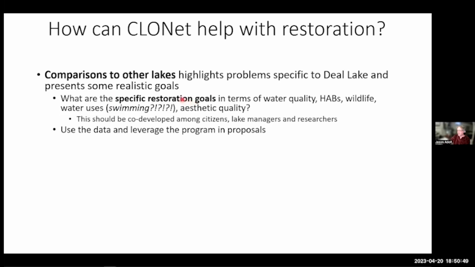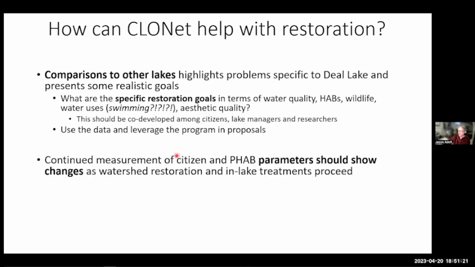I think that with these data in hand, we can start to co-develop as a community specific restoration goals, which we want. You actually want to be able to swim legally in Deal Lake. That's a long stretch probably, because that gets us into microbial pollution sampling, which I haven't talked about. But I also hope that you all, Deal Lake and other places, use these data and leverage the program that we have in the coastal lakes in writing proposals to get more restoration done.